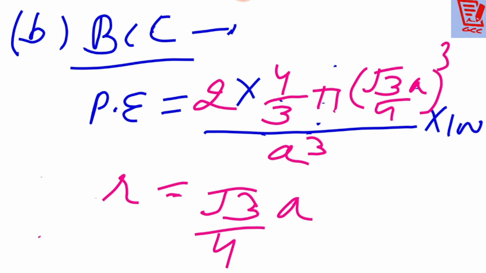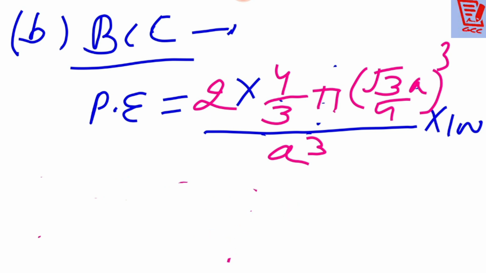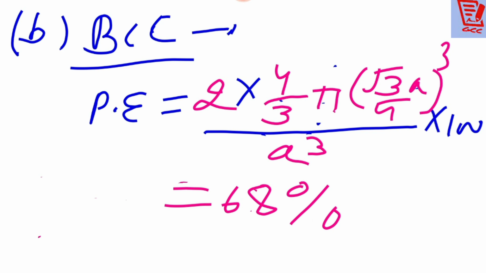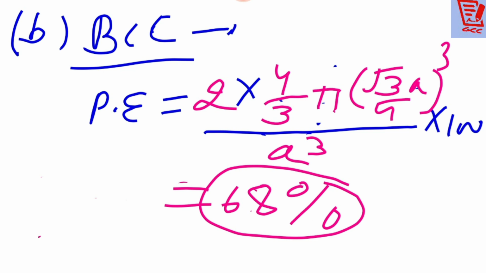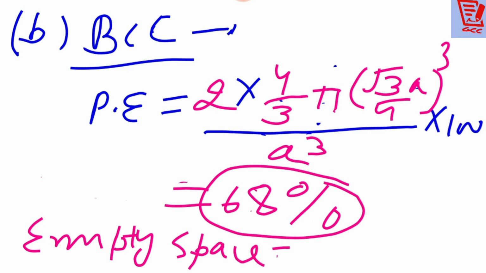From there, after calculating this one, what are we getting there, beta? We are getting 68%. It means this is the volume occupied. And the empty space, you know very well, will be 100 minus 68, and that becomes 32%. Is that clear, students? This was for the BCC.